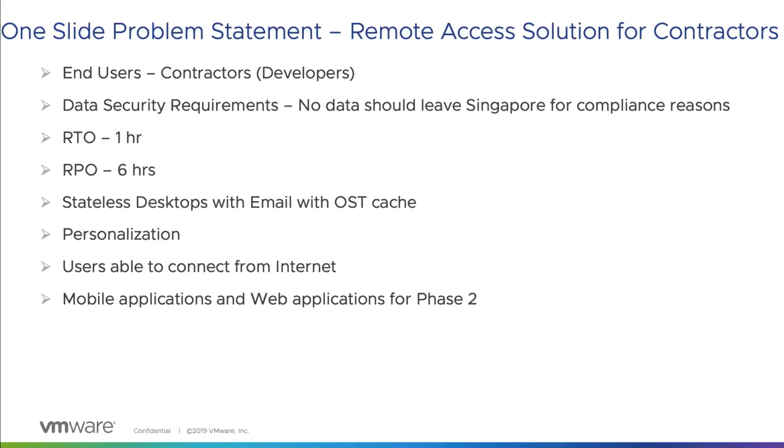The other big functional requirement they have is that they had emails, and those emails had OST cache. So if you have large inboxes, that would mean that you have to download the entire inbox into the machine. If you're using stateless desktops, every time that gets downloaded, there is an adverse impact on your network bandwidth, there is an additional load, and so on and so forth. So that was one of the functionality requirements.